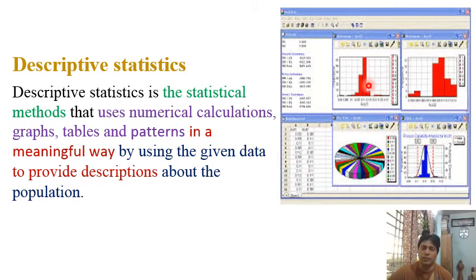Suppose here is a histogram. There are 4 diagrams presented here. These statistics are called descriptive statistics. They only give a description about the data, about the sample, about the field of study.